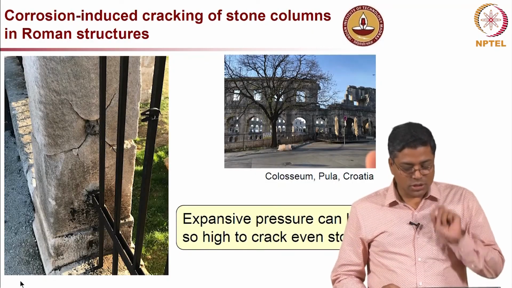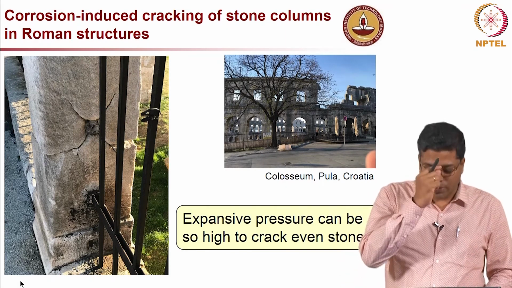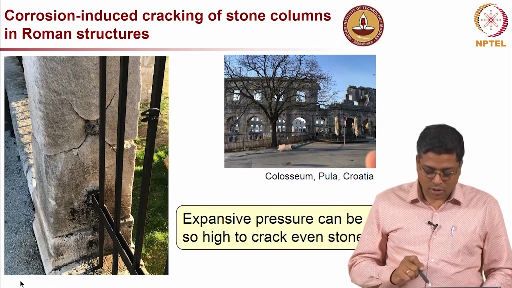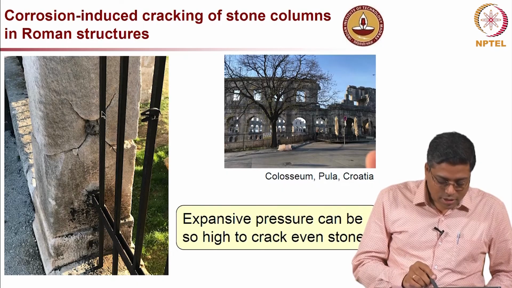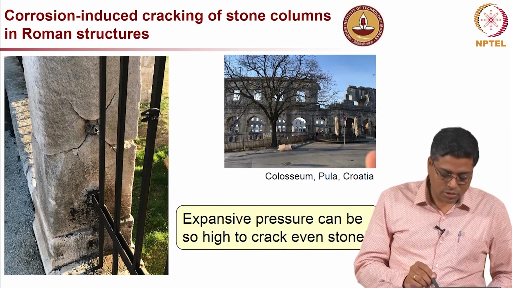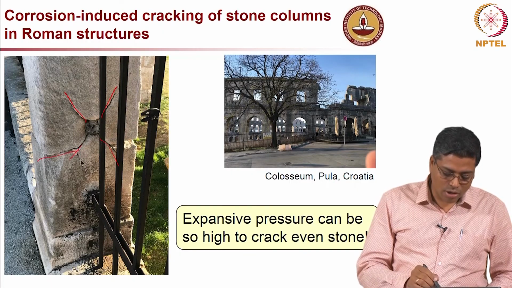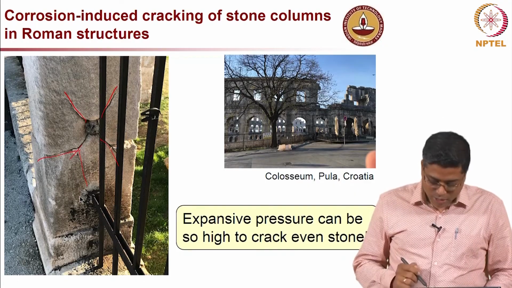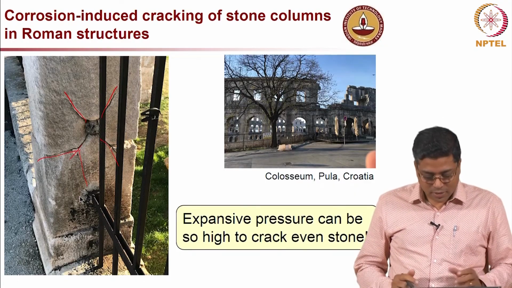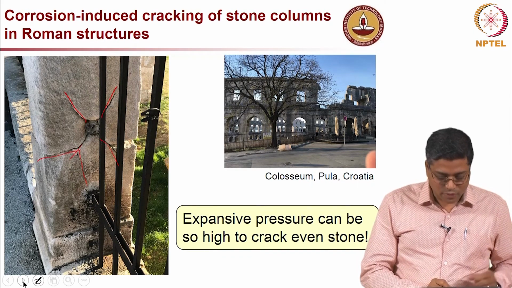Now, just to show you how significant or how large these expansive stresses could be, this is a picture from a Colosseum in Croatia. You can see this is actually rock. There was a metal piece inside this rock and it expanded and cracked the rock. So, if it can crack the rock, it can easily crack the concrete, which is man-made rock. Just to show you how significant that force can be.